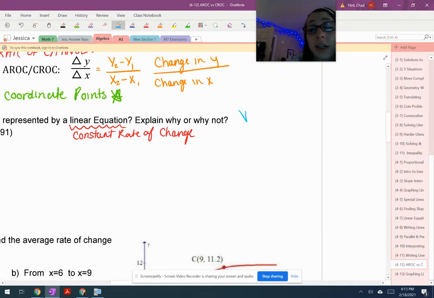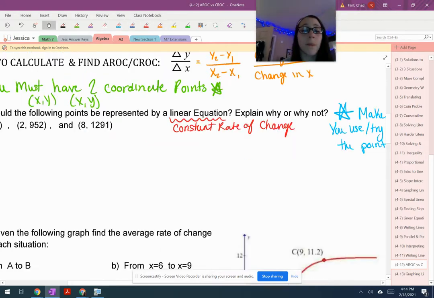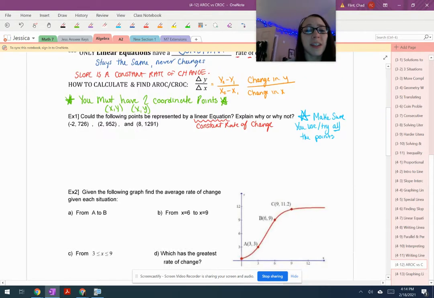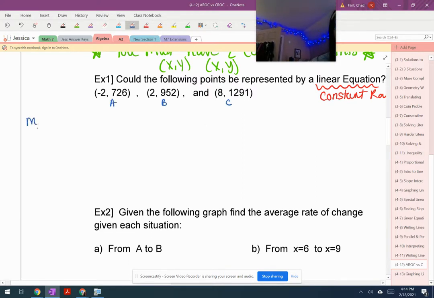So let's just come over to the side and make sure you try all the points in a problem like this. To do this, I make it a little bit easier by labeling these points. I'm going to call this one point A, this one point B, and this one point C. So I'm going to start off with finding the slope of A and B. And that is just going to help me organize them and not be all over the place.